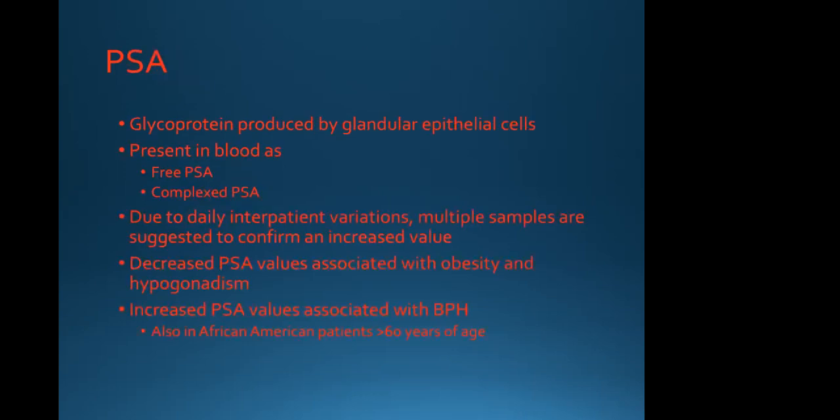Now, what PSA actually is, it is a glycoprotein. It's a substance produced by the glandular epithelial cells in the prostate, and these epithelial cells release this PSA into the blood. In the blood, we have two forms: a free PSA and a complex PSA. The complex PSA is PSA that's bound to some compounds in the blood.